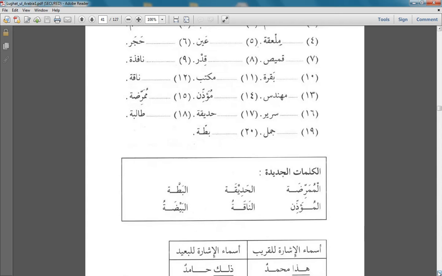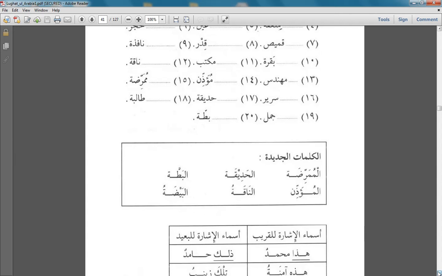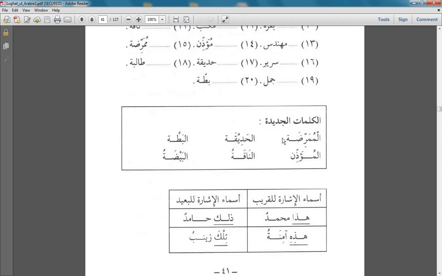And the new vocabulary that you should have learned: al-mumarridatu, the nurse; al-hadiqatu, the garden; al-battatu, the duck; al-mu'adhdhinu, the mu'adhdhin; an-naqatu, the she-camel; al-baydatu, the egg.